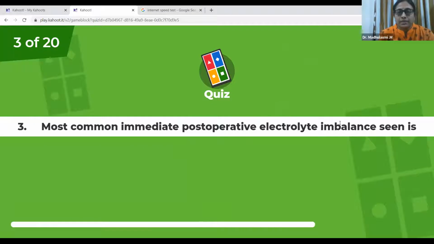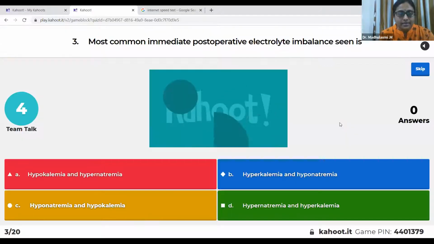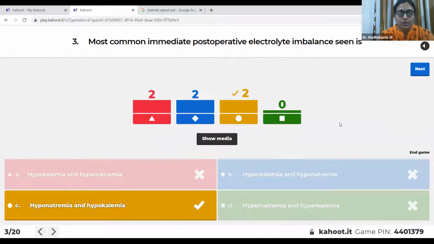Most common immediate postoperative electrolyte imbalance. Is it hypokalemia and hypernatremia? Is it hyperkalemia and hyponatremia? Is it hyponatremia and hypokalemia, or hypernatremia and hyperkalemia? Which electrolyte imbalance is most common?